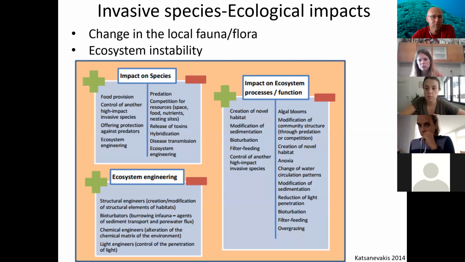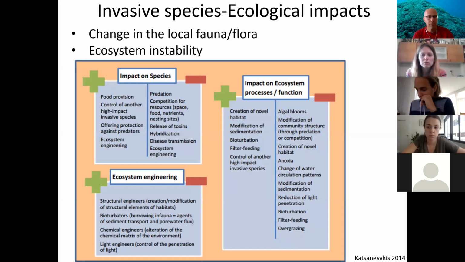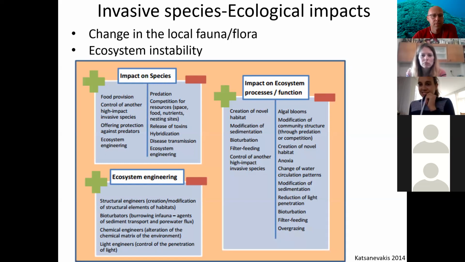We talked about before, there's impact on species. There's impact on the ecosystem engineers, which we talked about. There's impact on the ecosystem in general, their processes and their functions. And this is probably the gravest and most important thing overall.